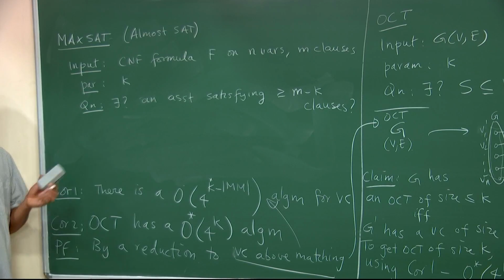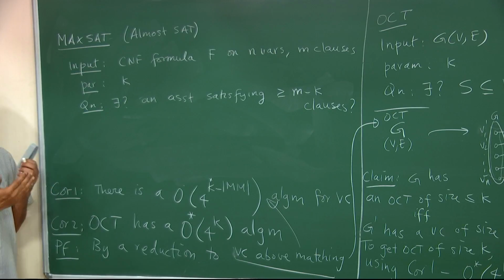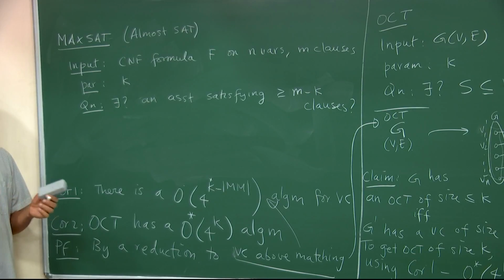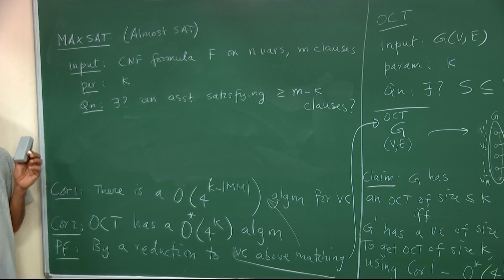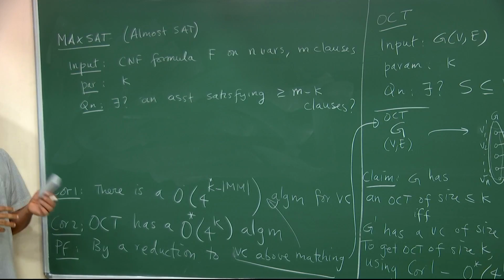I want to maximize the number of clauses, but my parameter is changing. Earlier my parameter was the number of clauses I could satisfy. Now my parameter is the number of clauses you are falsifying. You want to satisfy everything except at most k clauses. So now it's sort of a minimization problem. I want to minimize k, and I want to satisfy everything except k clauses. My parameter is now k.